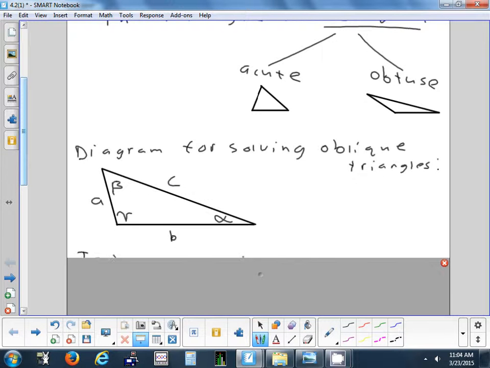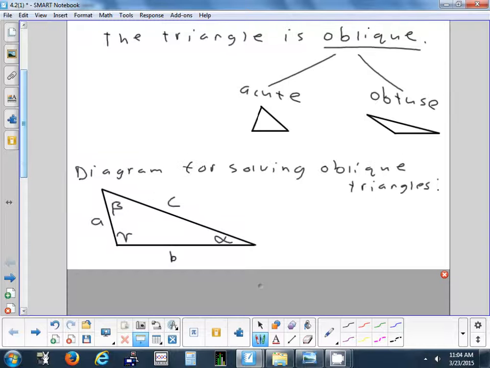Here's our diagram for solving oblique triangles this week. Names of the sides exactly the same as what we did 2 weeks ago. A, B, C. We've got alpha across from A, beta across from B. And now we have this new letter. We didn't have a letter here before. The reason? It was always a 90-degree angle. We just called it the right angle, so we didn't need to give it a name.